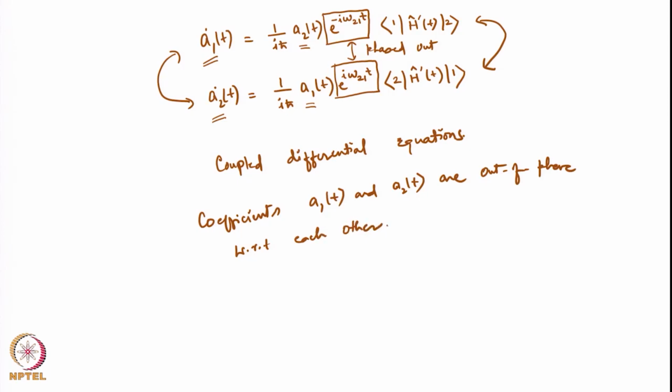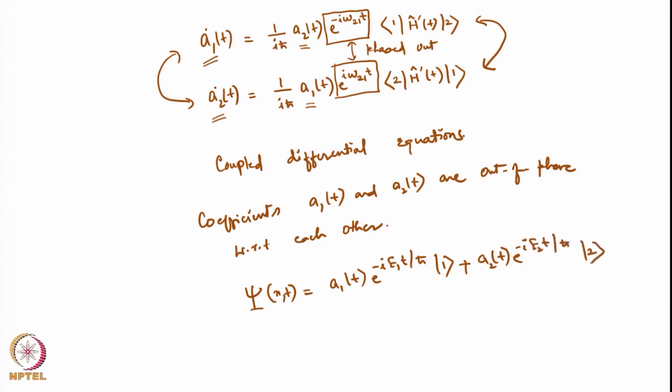Okay. So what are A1 and A2? Psi of x comma t is equal to A1 of t e to the power of minus i E1 t by h bar psi 1 plus A2 of t e to the power of minus i E2 t by h bar psi 2. So this was our total wave function, and these are the time dependent coefficients A1 and A2, and we know the square of the coefficients gives you the probability.